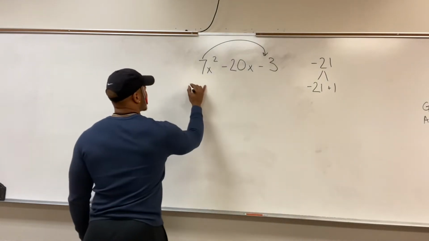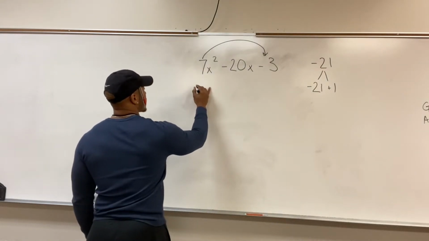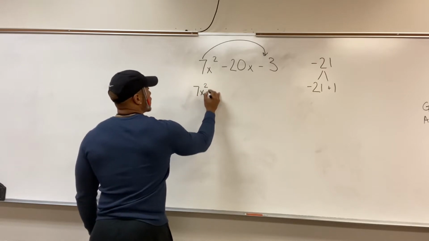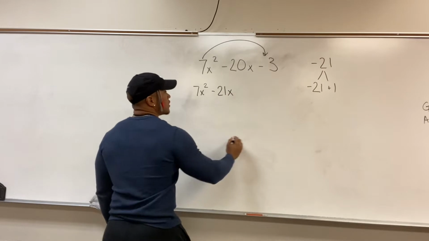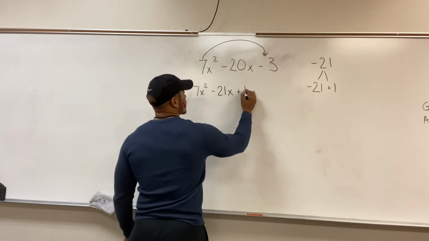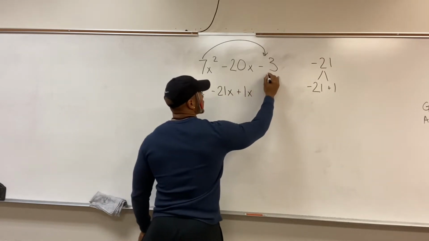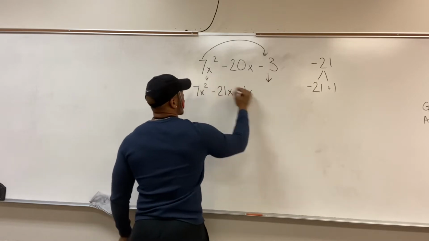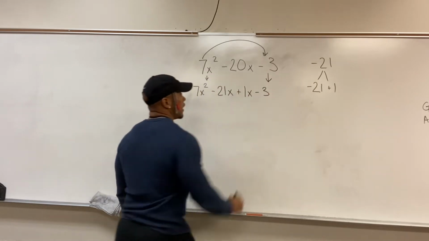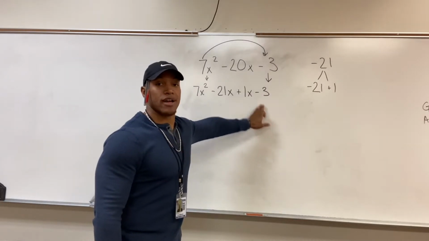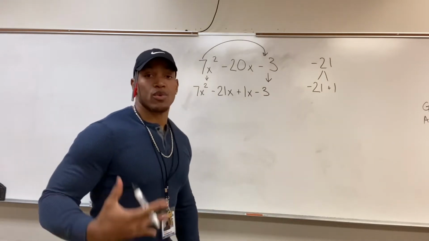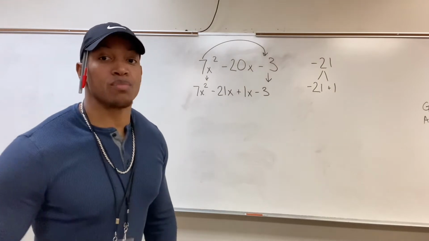So, rewriting this, the 7x squared comes down. This negative 21 picks up the variable x. Positive 1 picks up the variable x. And then this negative 3 also comes down with it. Okay? This is now the next part that I'm going to factor out. Okay? Next step, we're going to factor this out by the grouping method.